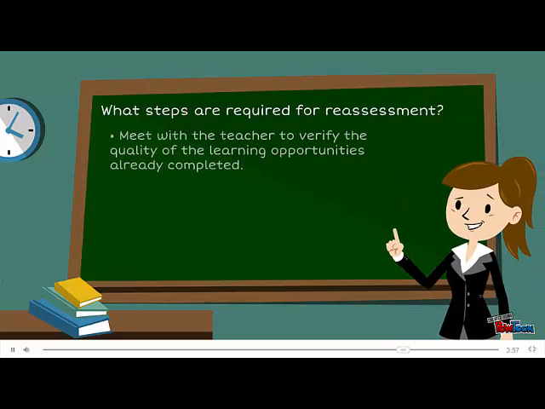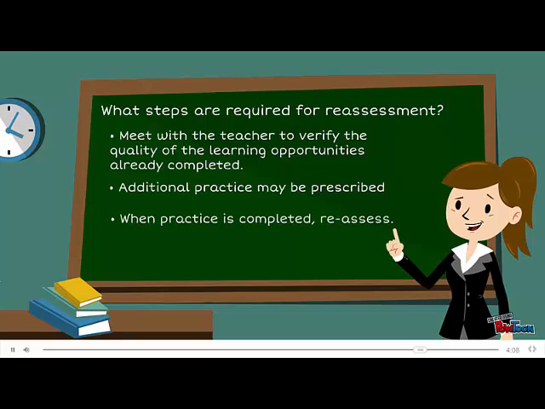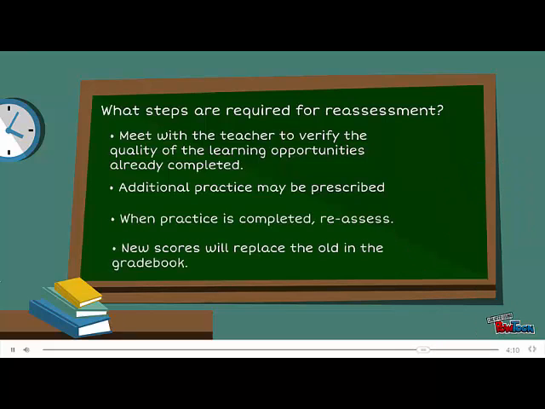So what steps are required for reassessment? Well, first, students should meet with the teacher to verify the quality of the learning opportunities that were already completed. Additional practice may be prescribed. When that practice is complete, you can reassess. The new score will replace the old in the gradebook.